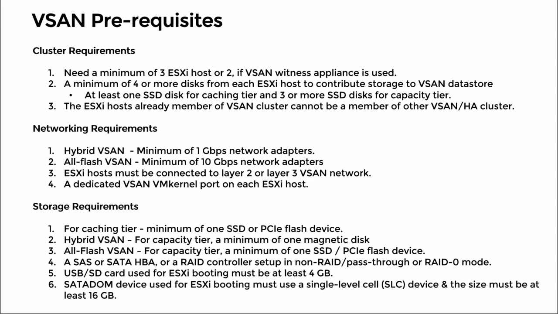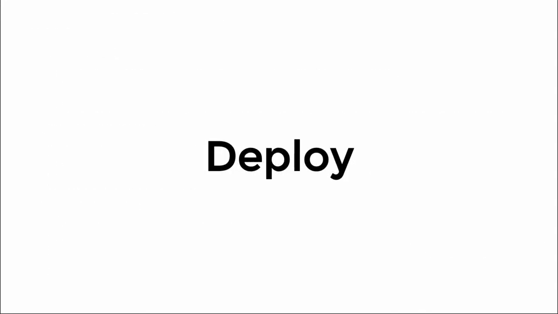Now for this lab demo, each ESXi host, like I said before, has 5 disks and all of them are SSD disks. And that means I'm going to build an all-flash vSAN cluster. After ensuring that all the prerequisites are met, the first step is to deploy the vCenter Server Appliance with an embedded PSC. And at the same time, we'll be creating a new vSAN cluster.